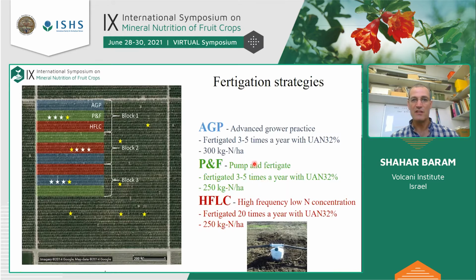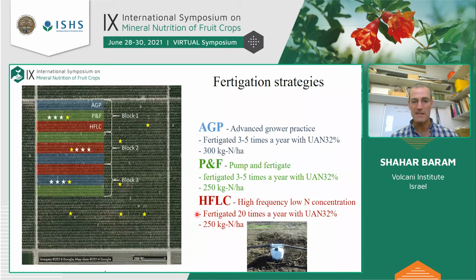We did 3 fertigation strategies. The first is advanced grower practice, AGP, which is most of the orchard. AGP means that the farmer fertigates the orchard between 3 and 5 times a year. In this specific case, it fertigated 4 times. Pump and fertigate, PNF, means the same thing, only we account for the nitrate in the groundwater and subtract it from the total N load.